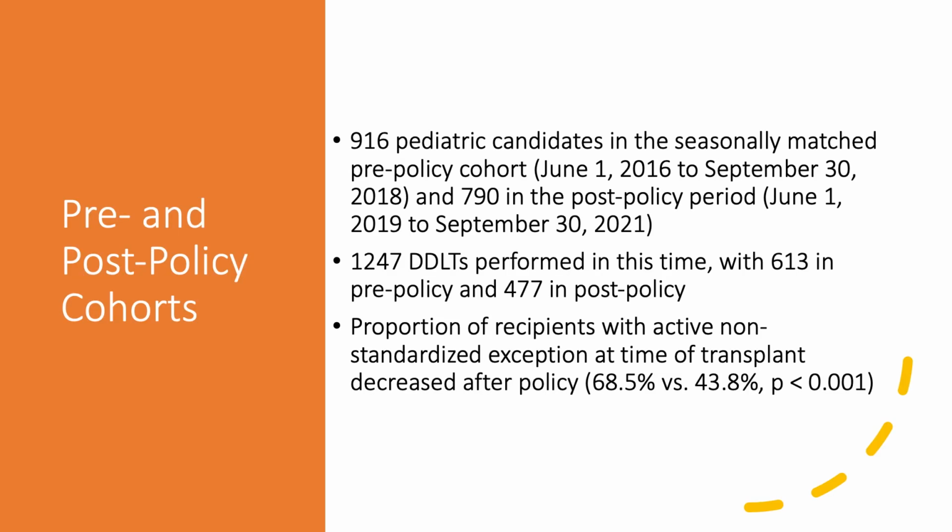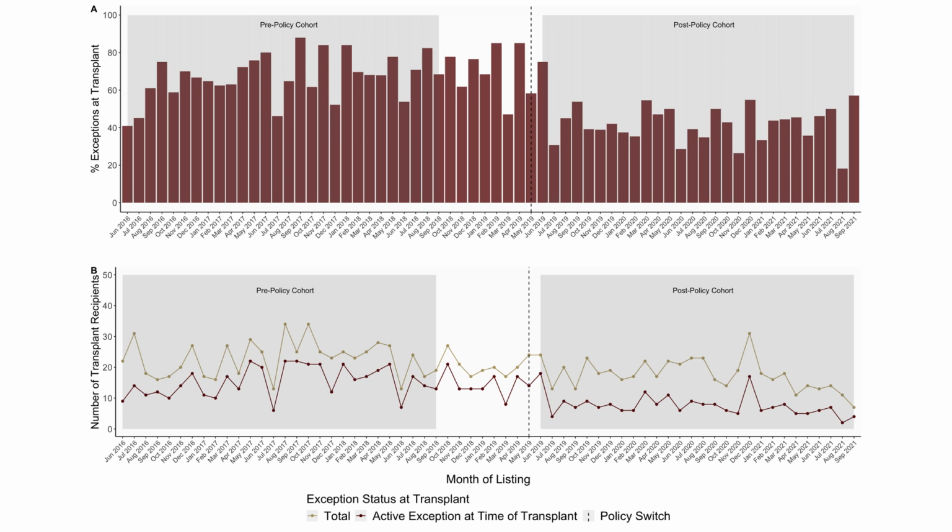Next, we look at the pre and post policy cohorts. There were about 900 in the seasonally matched pre-policy cohort, 790 in the post-policy cohort here. And during this time period, there were about 1,250 DDLTs or deceased donor liver transplants performed. And we saw that after the creation of the NLRB, the proportion of recipients with active exceptions decreased dramatically from 70% to 43.8%. And this is described in our figure here.